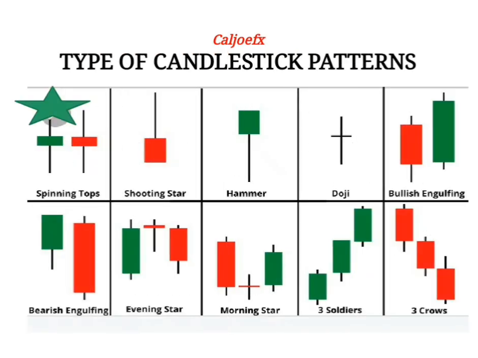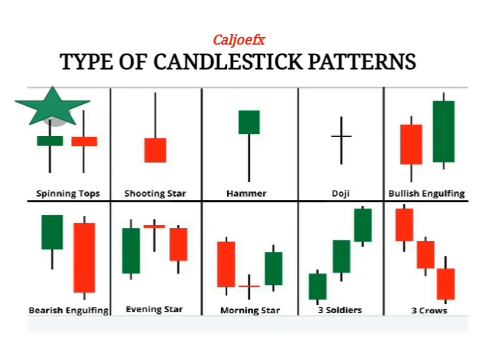Now from the diagram you can see that we have spinning tops, shooting star, hammer, doji, bullish engulfing, bearish engulfing, evening star, morning star, three soldiers, three crowns, three cross. When you are trading in Forex, you see some diagrams that look like this. I've explained to you that we have the bullish and the bearish. The green will be our bullish, while the red will be our bearish, which is very important for you to understand.